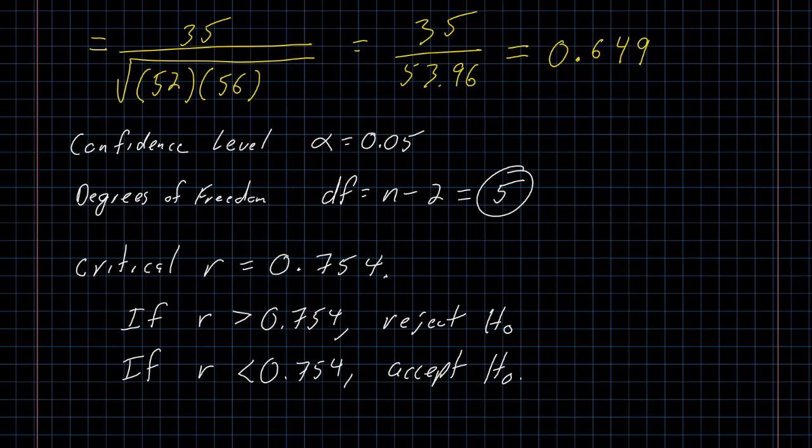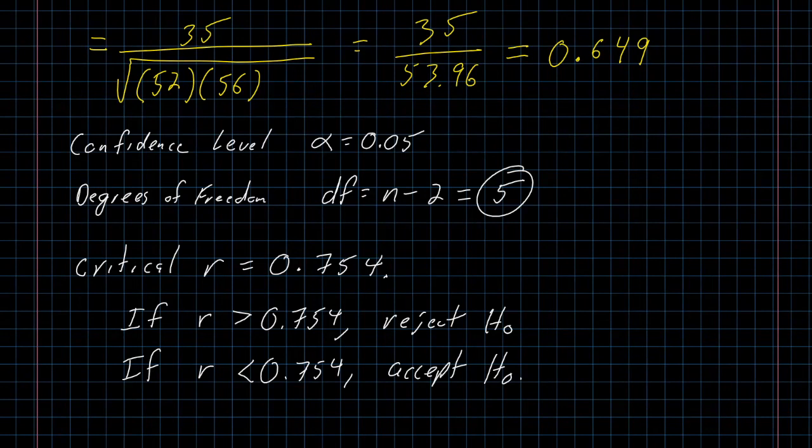And the rule of the hypothesis test is a very simple comparison. If the R value that you come up with is greater than the critical R value, you reject the null hypothesis and accept the alternative hypothesis. If the R value that you come up with is less than the critical R value, you accept the null hypothesis.